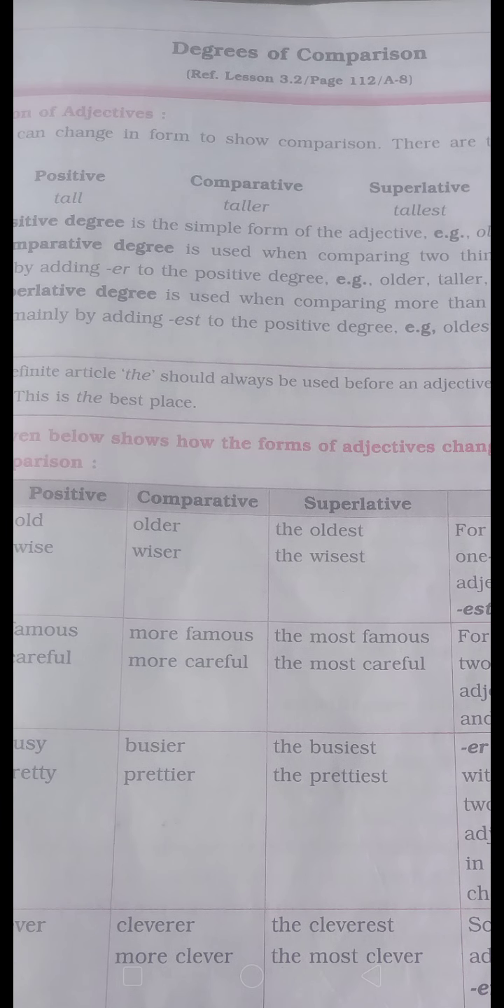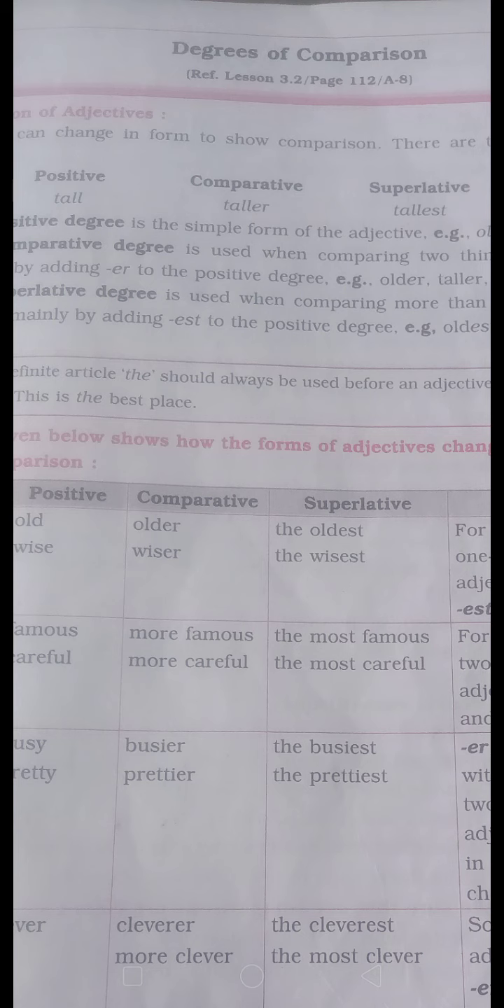For example, if the positive form of the adjective is tall, then in the comparative we join er, and in the superlative est. These are the adjectives in positive, comparative and superlative.